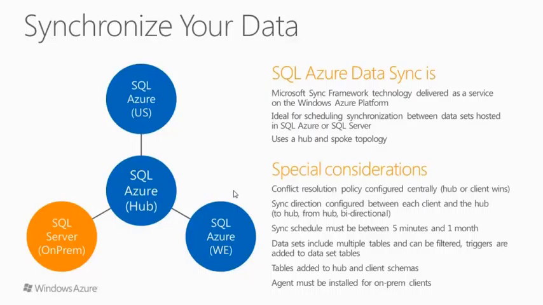The sync schedule must be between 5 minutes and 1 month, so nothing less than 5 minutes, nothing greater than 1 month. But you get some great flexibility there as to what your sync schedule looks like. The data sets must include multiple tables and can be filtered, and triggers are added to data set tables. So you can specify multiple tables, and then actually go down to the column level to say what you want to synchronize. Tables are added to the hub and client schemas.